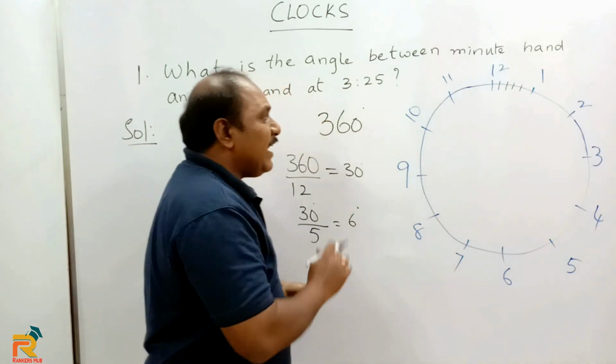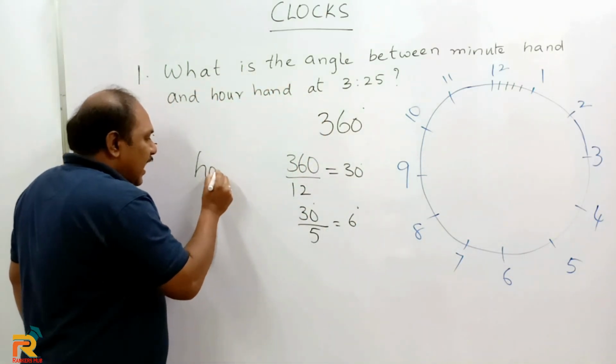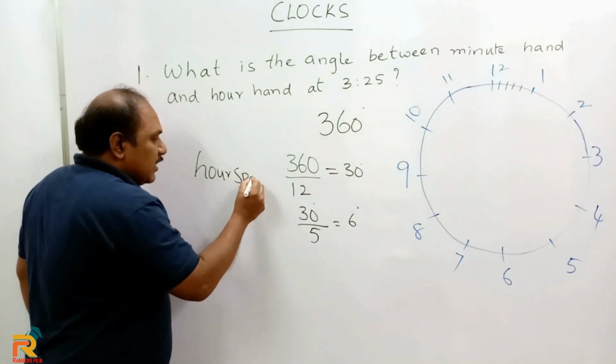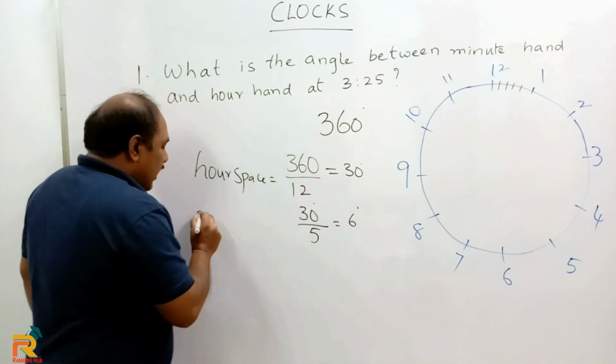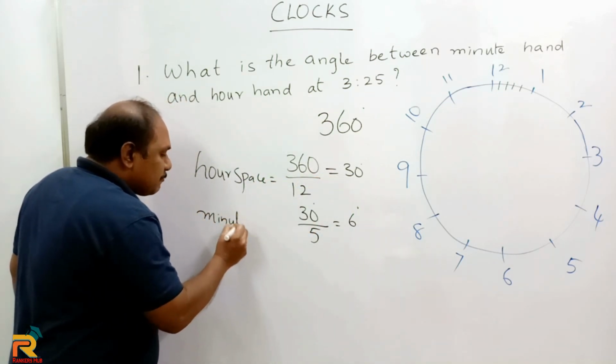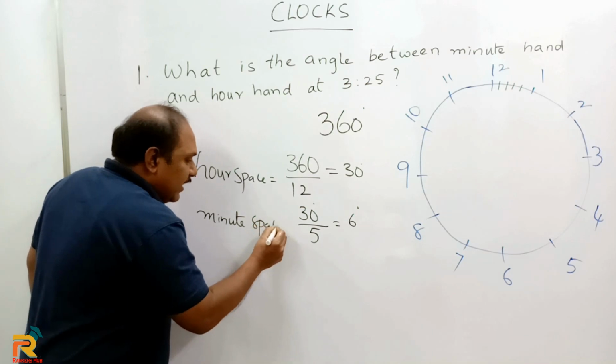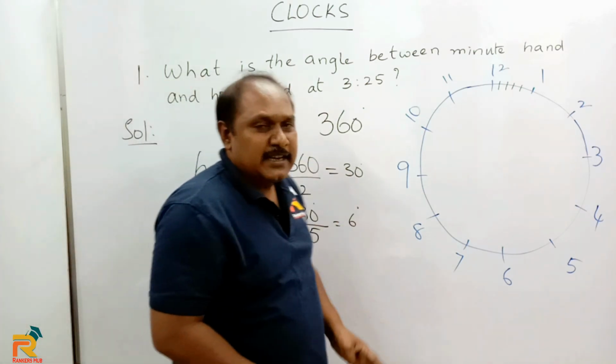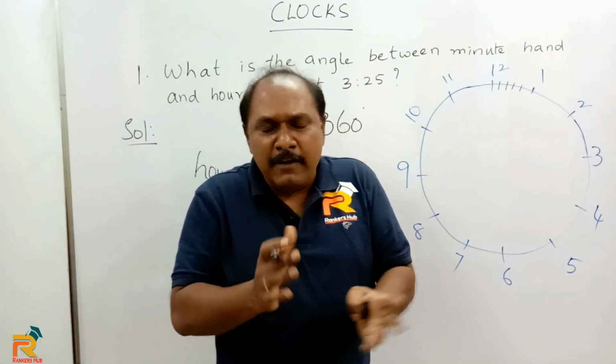So what is the angle in each hour space? The angle in each hour space is 30 degrees. And what is the angle in each minute space? The angle in each minute space is 6 degrees. Now one more basic point which we already know.